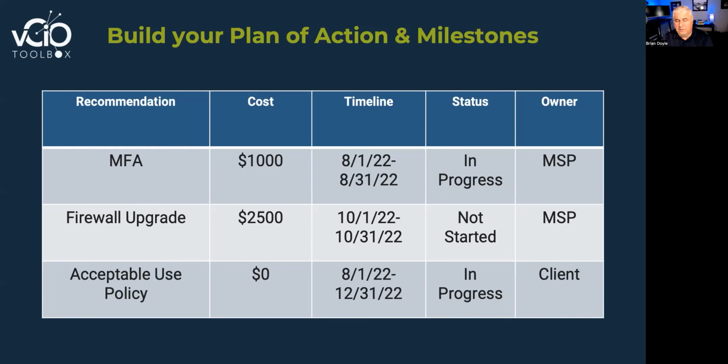And this is just a small example of a high level plan of action and milestones and how we might track things. And then we want to look at the risk that's been satisfied, so auditors know what's been covered.